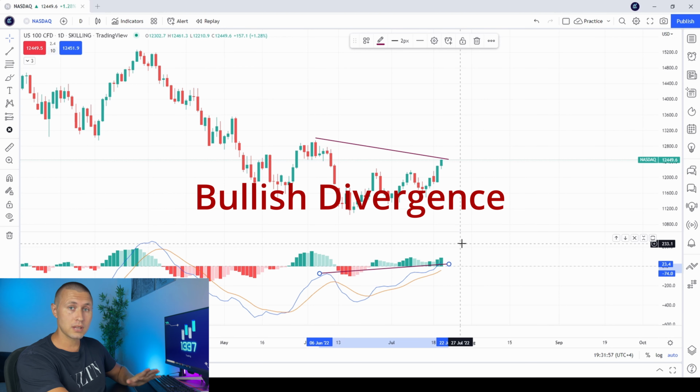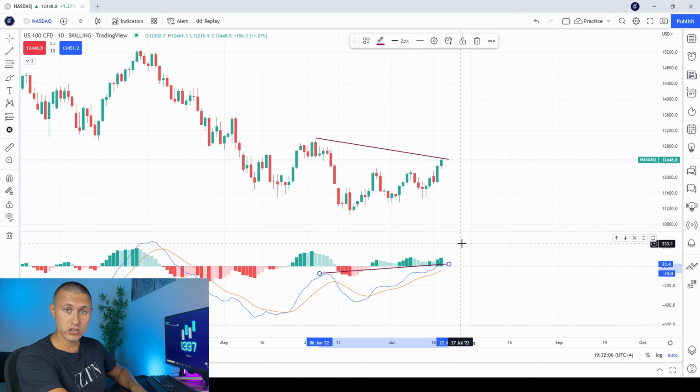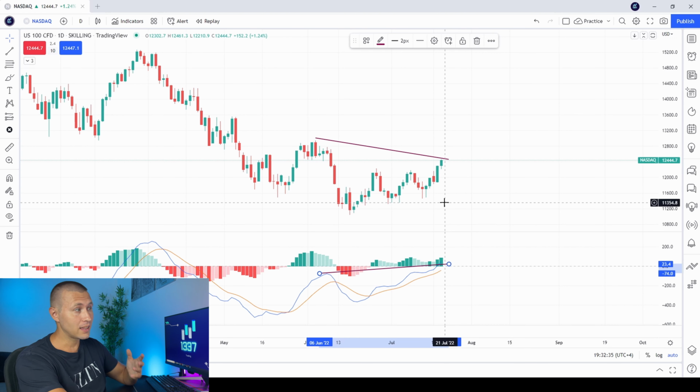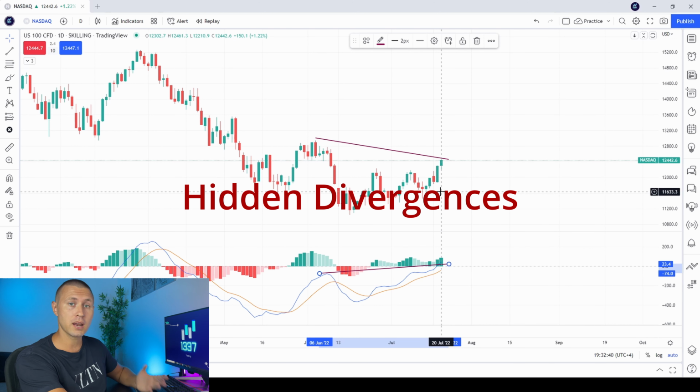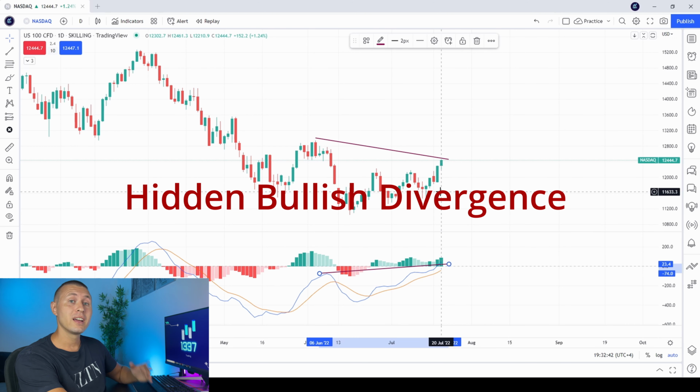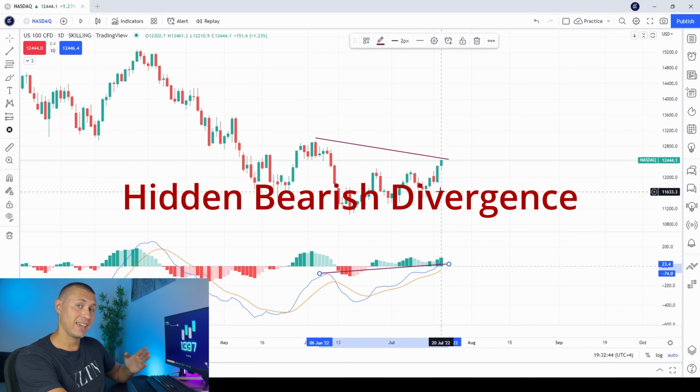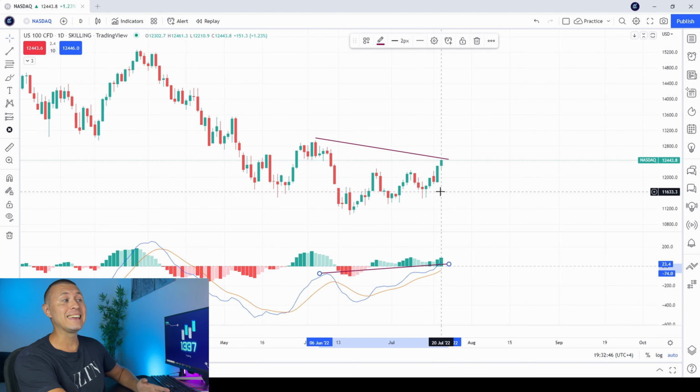There are two types of divergence: bullish divergence and bearish divergence. And on top of that, there are two subcategories of bullish and bearish divergence, which are hidden divergences: hidden bullish divergence and hidden bearish divergence. As I said, it is a lot to process. It is a lesson on its own, so I will be covering it separately.